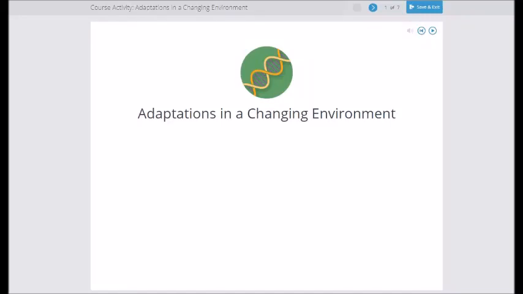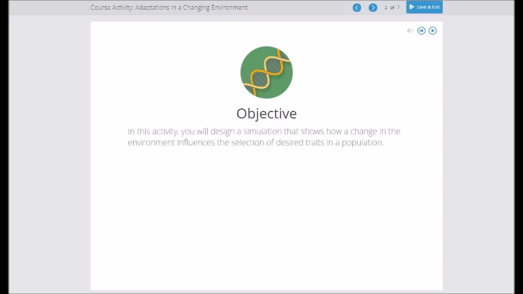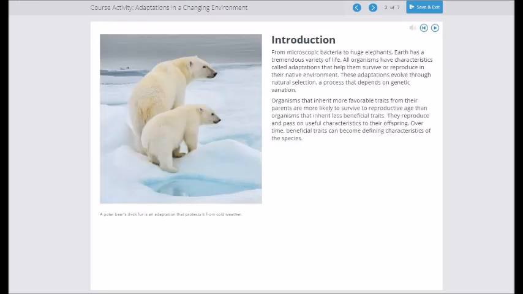Hi everyone, this is the video for how to complete this course activity called Adaptations in a Changing Environment. The goal here is that you will design a simulation that shows how change in the environment influences the selection of desired traits in a population.